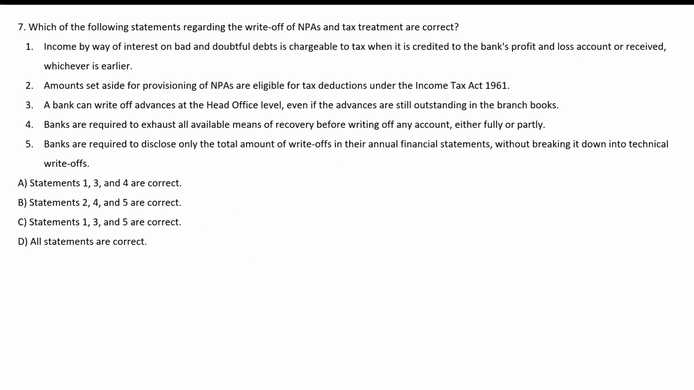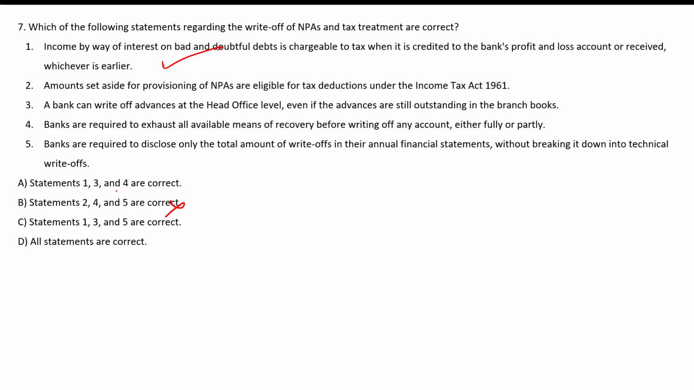Which of the following statements regarding the write-off of NPA and tax treatment are correct? Income by way of interest on bad and doubtful debts is chargeable to tax when it is credited to the bank's profit and loss account or received, whichever is earlier. So this statement is actually correct. So B gets eliminated. 3 is common in all the remaining options. 4 and 5 are different.